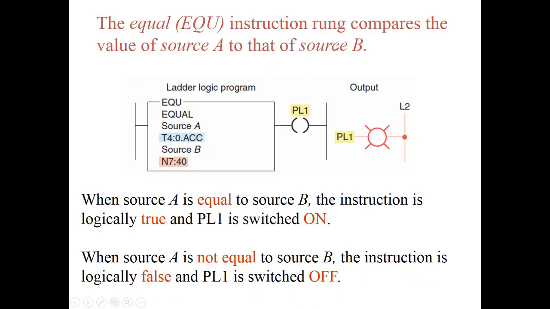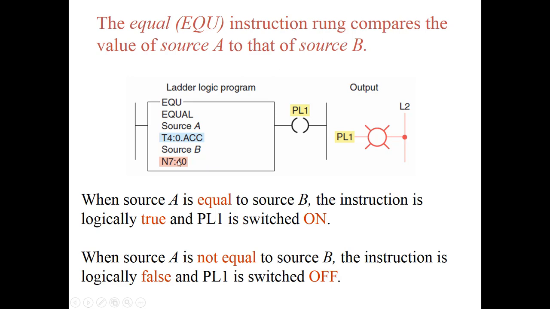The equal instruction compares the value of source A to source B. Let's say we have a timer that's timing 1 second, 2 seconds, because that's the accumulation, 3 seconds, 4 seconds, 5 seconds. If for some reason in N7:40 we had a value of, let's say, 10, we wanted something to occur when the timer was at 10 seconds. So this would keep accumulating up to 10 seconds, and for a brief moment, when the accumulated value of the timer is equal to 10, this light would be on. And then the timer would go to 11, it's no longer equal to 10, and the light would go off.